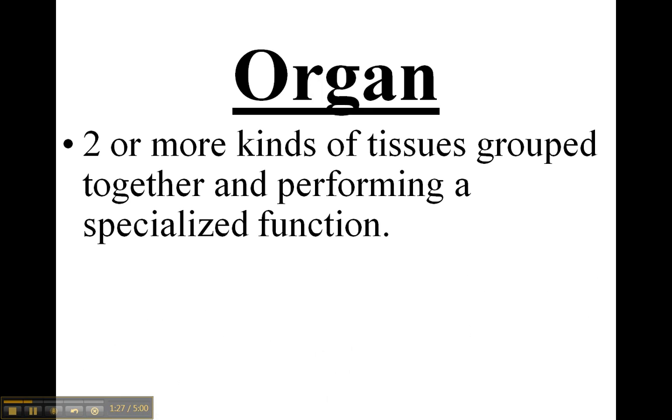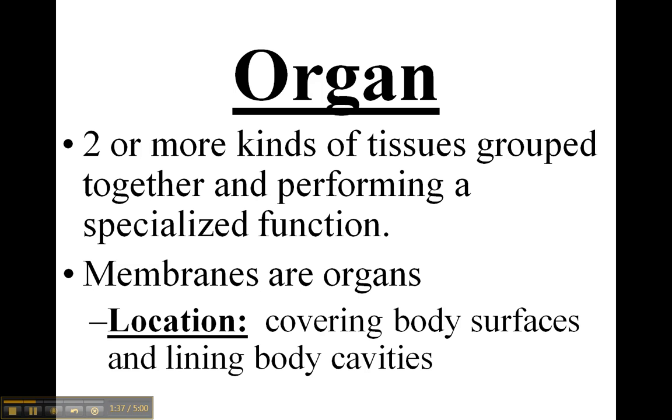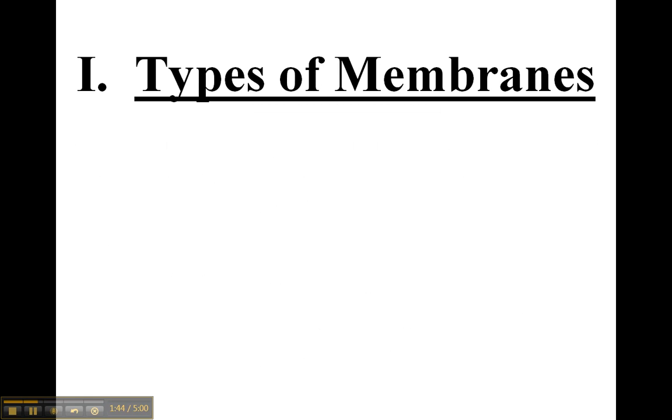The first thing you have to realize is that this is the first organ we have studied, and the definition is that two or more kinds of tissues grouped together to perform a specialized function is considered an organ. So, membranes are organs. Membranes cover all body surfaces and line all body cavities. And you made a tree map of the types of membranes, so I'm just going to review it for you quickly.